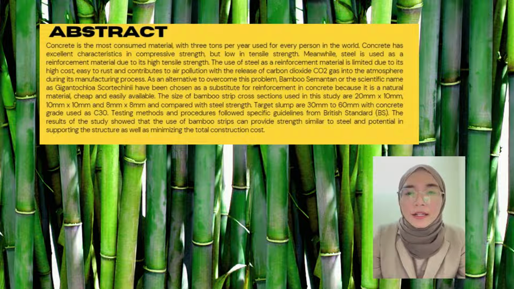The target slump is 30 mm to 60 mm, with concrete grade C30. Testing methods and procedures follow specific guidelines from the British Standard. The result of the study shows that the use of bamboo strip can provide strength similar to steel and has potential in supporting the structure as well as minimizing the total construction cost.